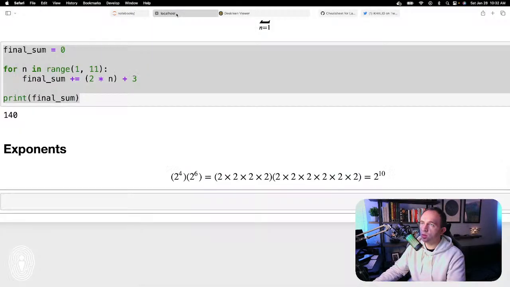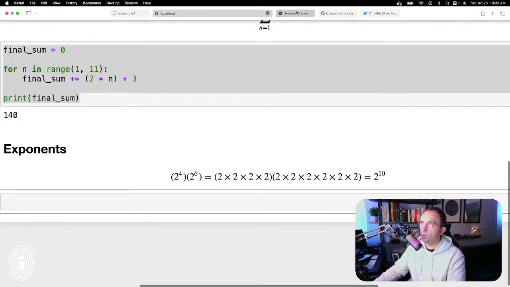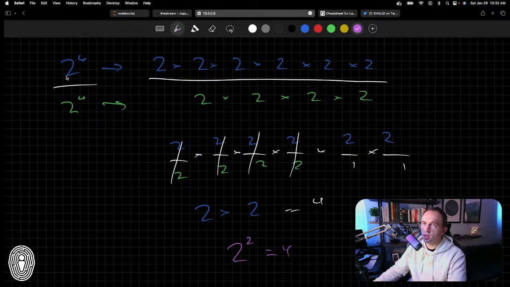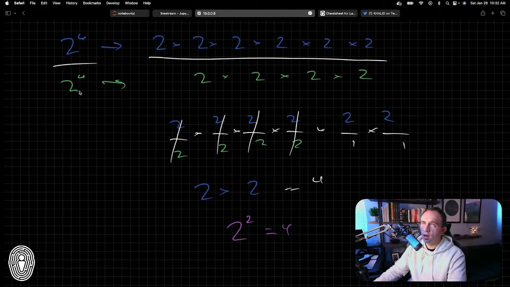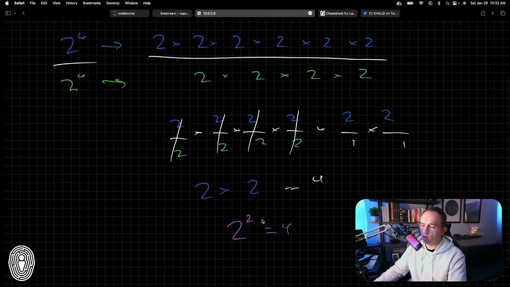But anyway, back to what I was showing here. 2 to the 6th divided by 2 to the 4th is subtracting the exponents. So 6 minus 4 is 2. That's why we have 2 squared equals 4.